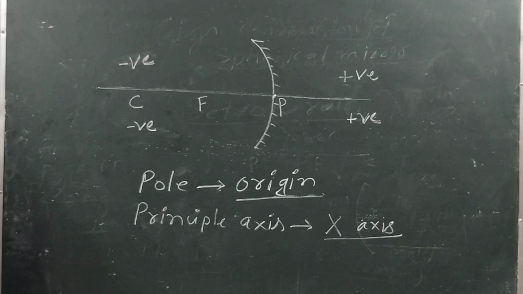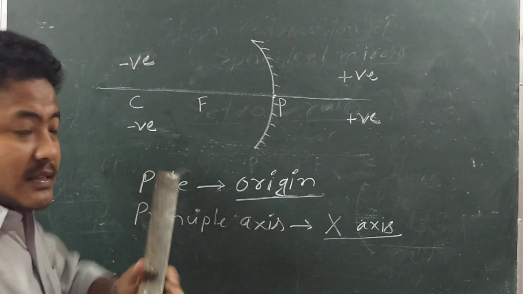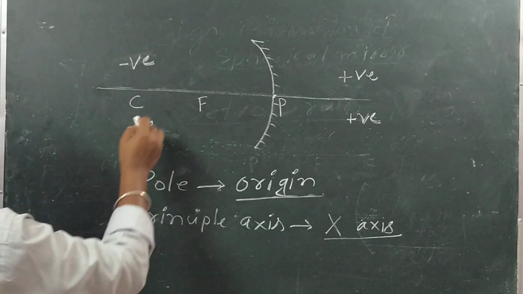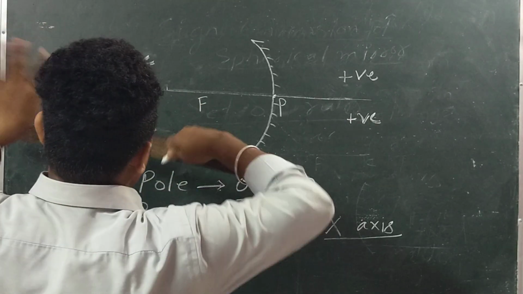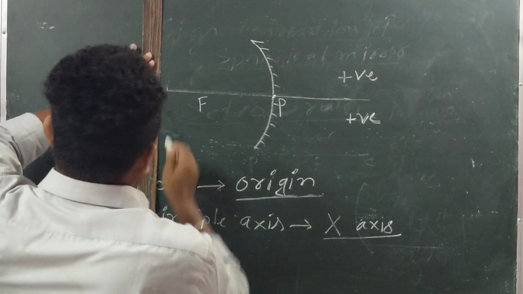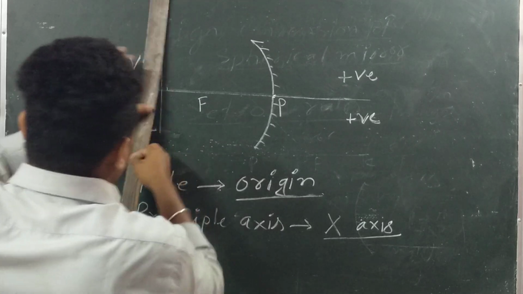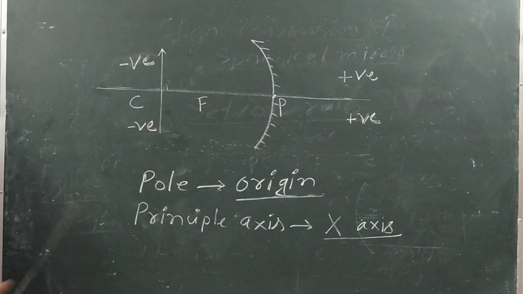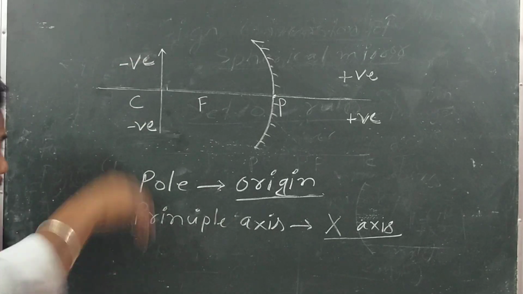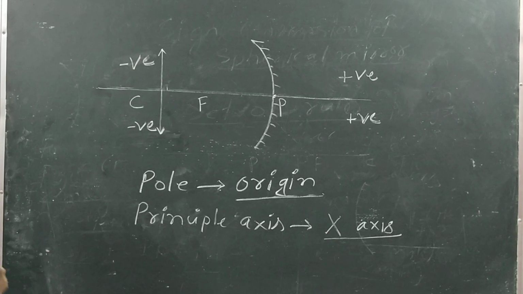Any distance above the principal axis will be positive. So above the principal axis means positive, and any distance below the principal axis will be negative. Understand? This is the most important thing.